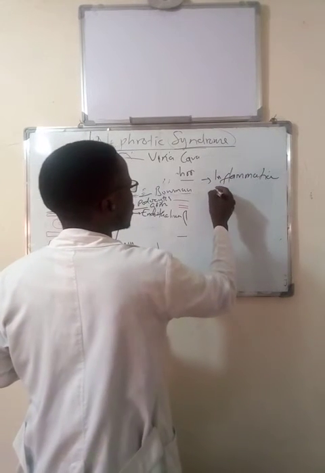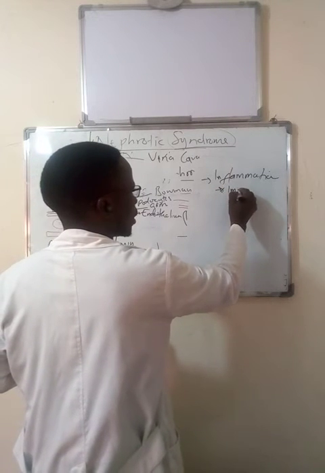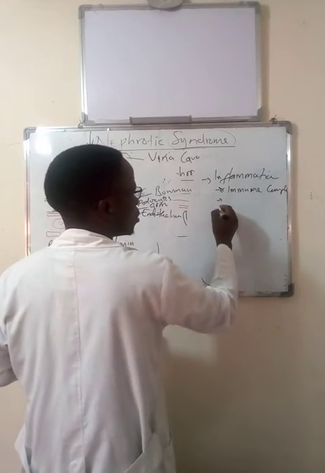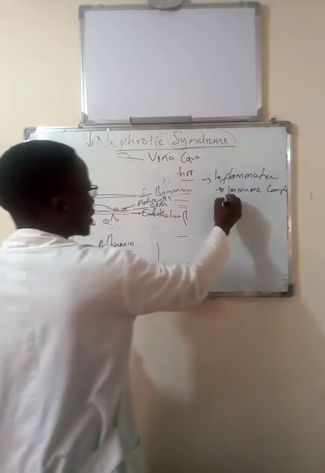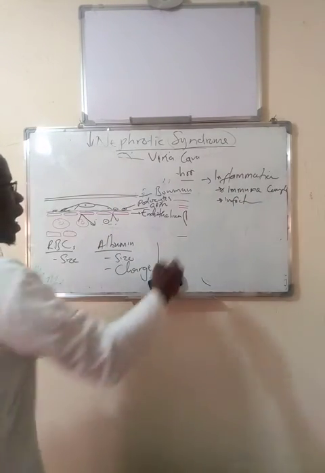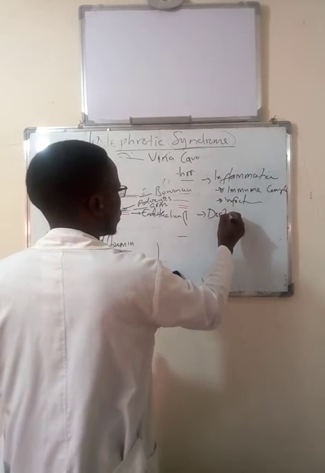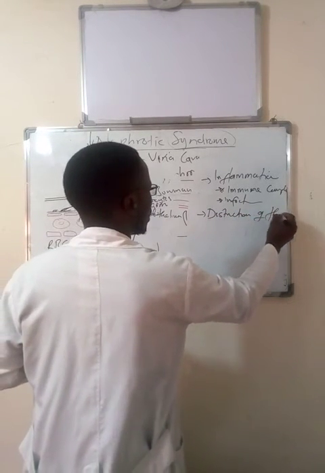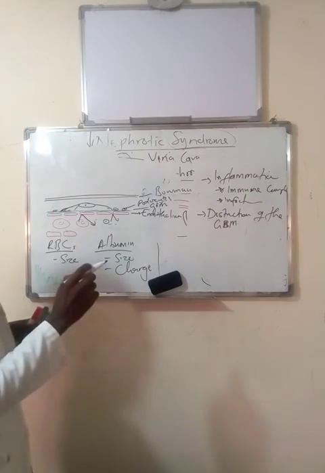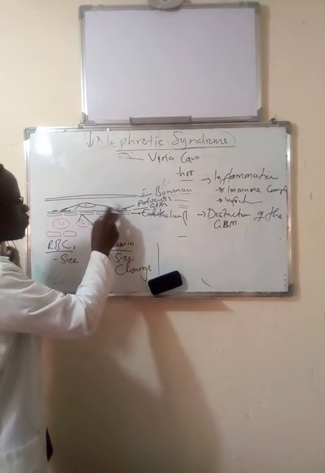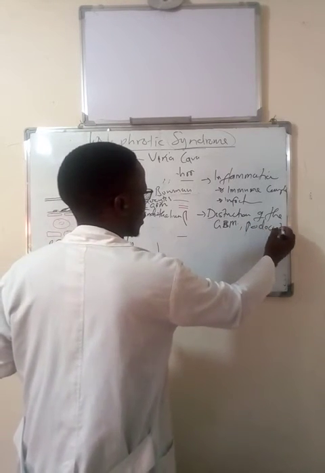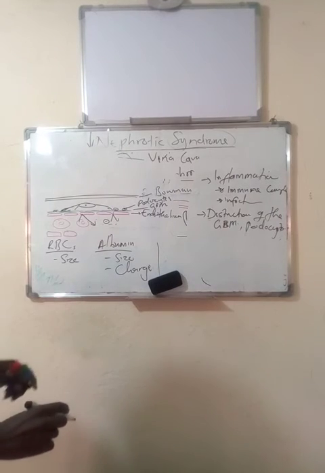or it could be infections, and so on and so forth. So there is going to be that inflammation and also destruction of the glomerular basement membrane, and also the foot processes and the podocytes. So what we are saying is that inflammation is going to lead to destruction of the glomerular basement membrane and the podocytes.